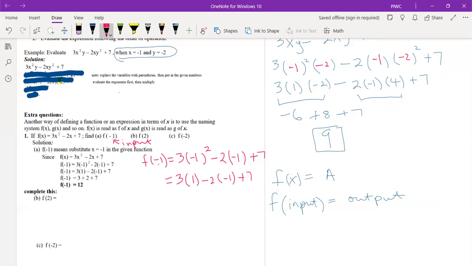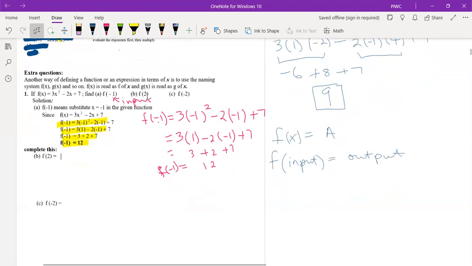So I've dealt with the exponents. Simplify. 3 times 1 is 3, -2 times -1, the positive 2 plus 7. If we put all this together, you get 12. So your f of -1 is equal to 12, right? So that's what I did over here. Okay. So I hope this is clear. All right, let's try one more example here, and then you can try that one yourself.